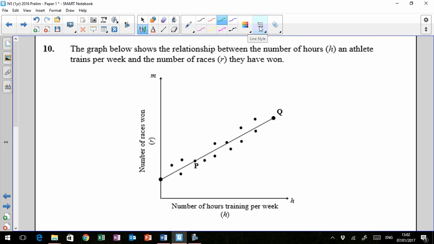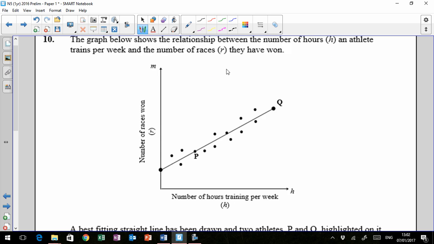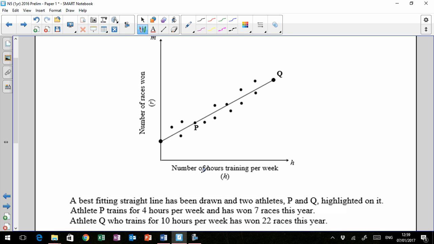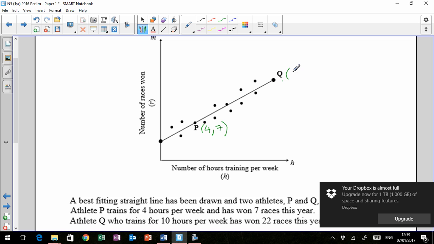Okay, so question 10, the graph below shows the relationship between number of hours an athlete trains and the number of races they have won. A best fitting straight line has been drawn in, with athletes P and Q highlighted on it. Athlete P trains for 4 hours a week and has won 7 races. So that means that coordinate there is 4 hours, 7 races. So it's 4, 7. And athlete Q trains for 10 hours a week and won 22 races.